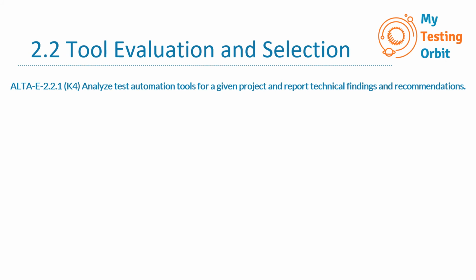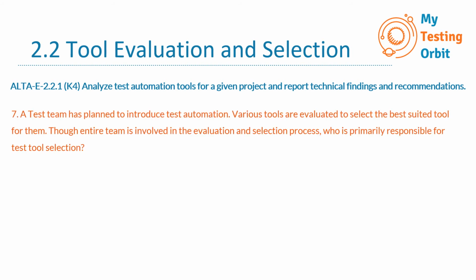The next learning objective is again K4, which is analyze test automation tools for a given project and report technical findings and recommendations. From this section, there will be one question coming, and as it is a K4, it will be comprised of 3 points. So the question is, a test team has planned to introduce test automation. Various tools are evaluated to select the best suited tool for them. Though the entire team is involved in the evaluation and selection process, who is primarily responsible for test tool selection?